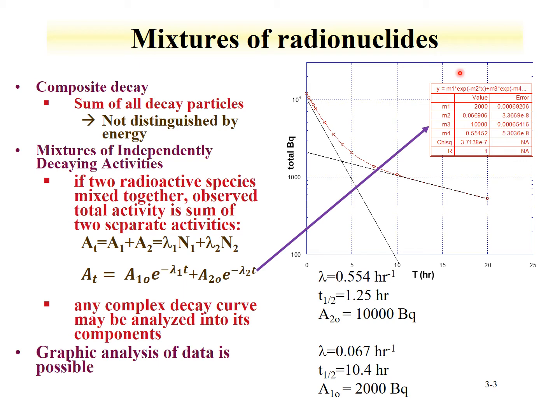And then we also determine the terms of the components of this equation. So t is the x-axis, so we'll be able to solve for A1 naught, A2 naught, and lambda 1 and lambda 2. We run the equation. In this case, we solve for lambda 1 and lambda 2. These values are shown here. So the lambda is provided. We can get the half-life. We can get the initial activity of isotope 2, and then the decay constant for isotope 1, the half-life of isotope 1, and the initial activity of isotope 1.